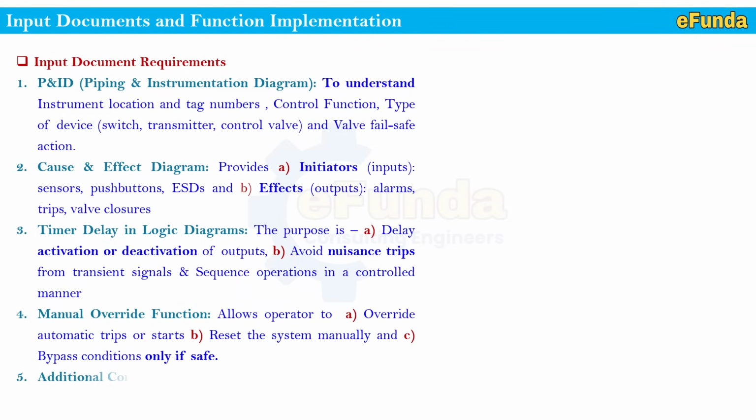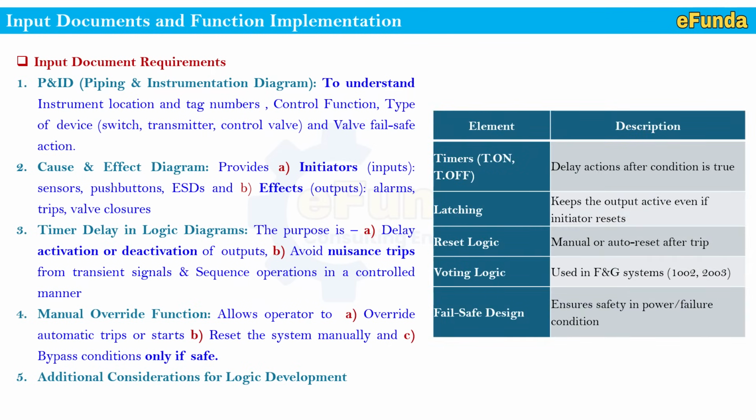Fifth is the additional consideration for logic development. Now one can refer to the table where elements and descriptions are shown. Timer, that is T on, T off, delay action after condition is true. Latching keeps the output active even if the initiator resets. Reset logic, manual or auto reset after trip. Voting logic used in F&G systems, 1 out of 2 or 2 out of 3. Fail-safe design, that is ensuring safety in power failure conditions.